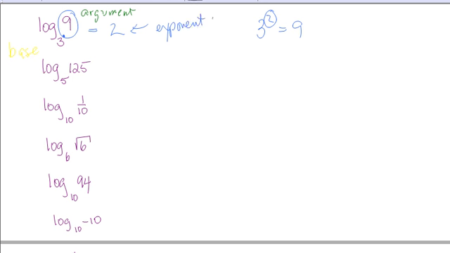So let's try that again. This time, imagine what you would put right here on the exponent of 5 to get 125. And the answer is 3. Why? Because 5 cubed equals 125. So I've got the next example here, which has got a fraction in it. And again, you imagine, what do I put right here to figure out 1/10? And the answer is -1, because 10 to the -1 is 1/10.